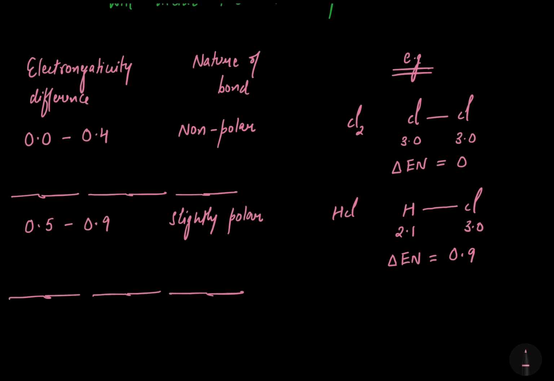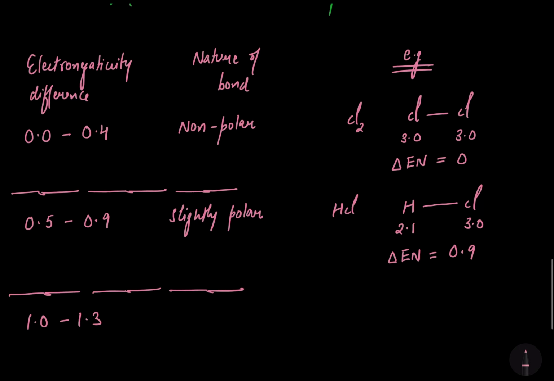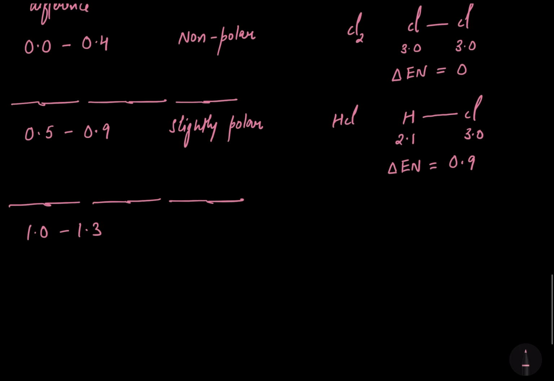If electronegativity difference is from 1.0 to 1.3, then that bond is moderately polar. So then that bond will be moderately polar. For this, I am taking the example of bond between carbon and oxygen. So I am writing carbon bond oxygen.